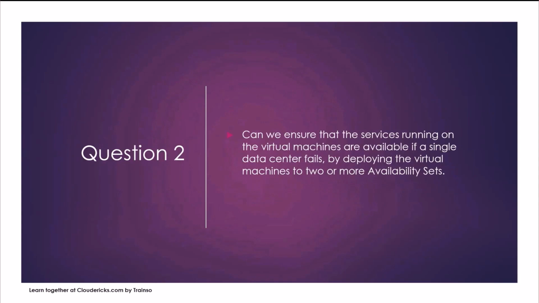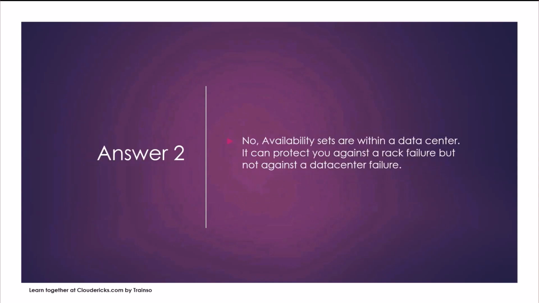Question 2. Can we ensure that services running on a virtual machine are available if a single data center fails by deploying the virtual machines to 2 or more availability sets? No, availability sets are within a data center. It can protect you against a rack failure, but not against a data center failure.